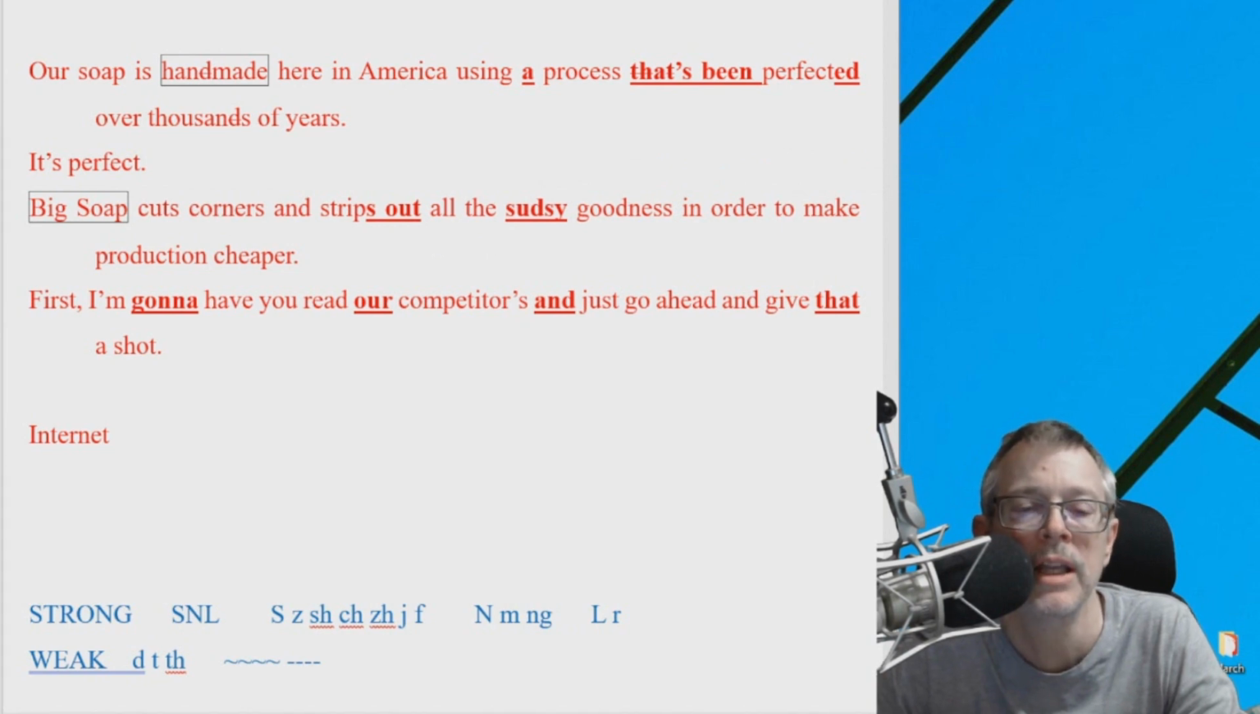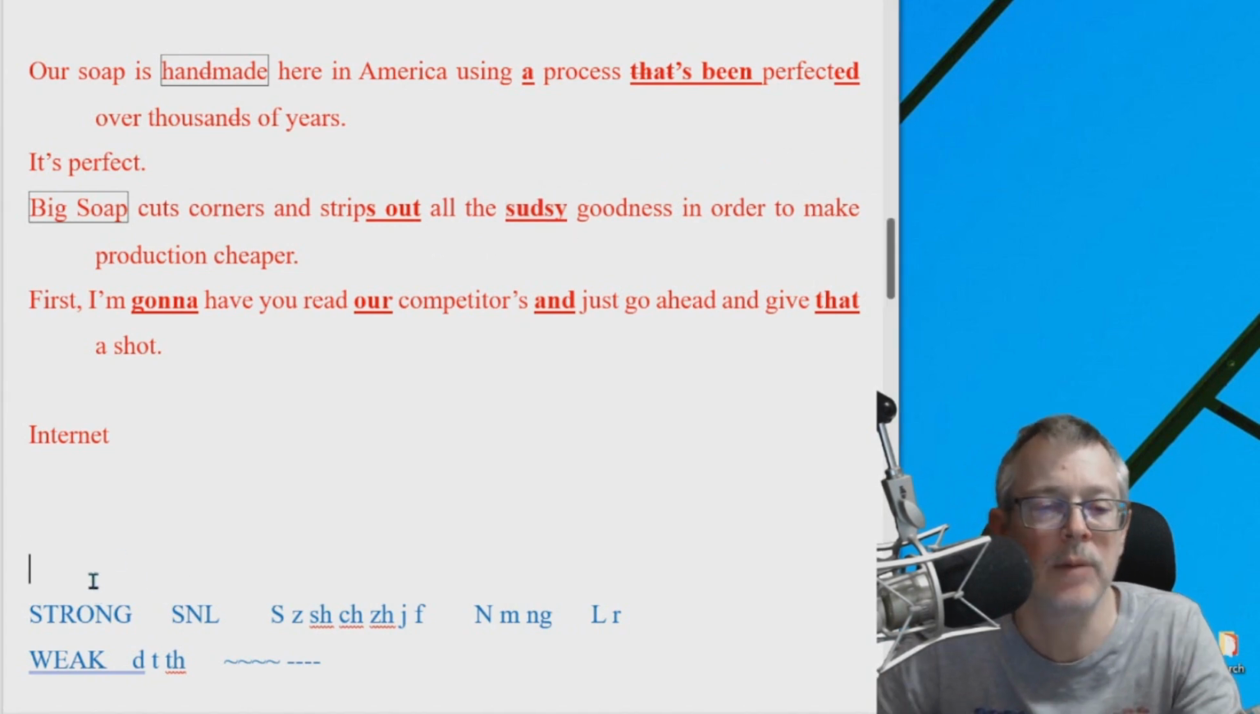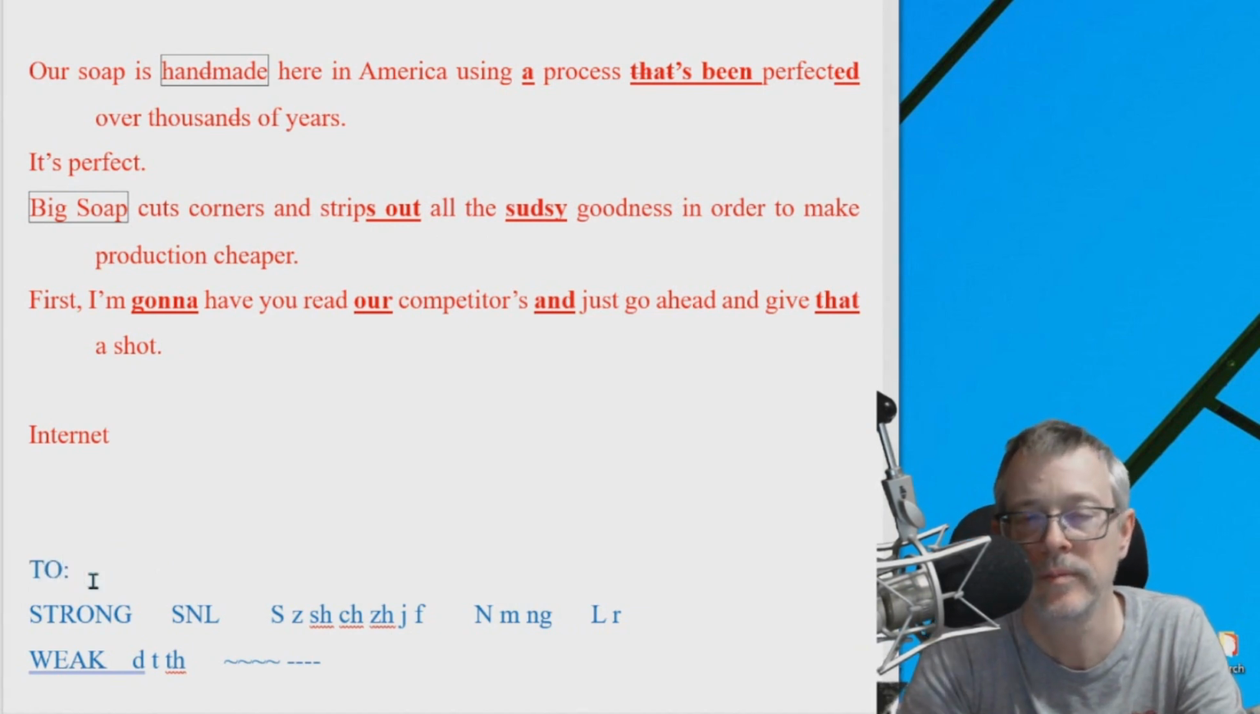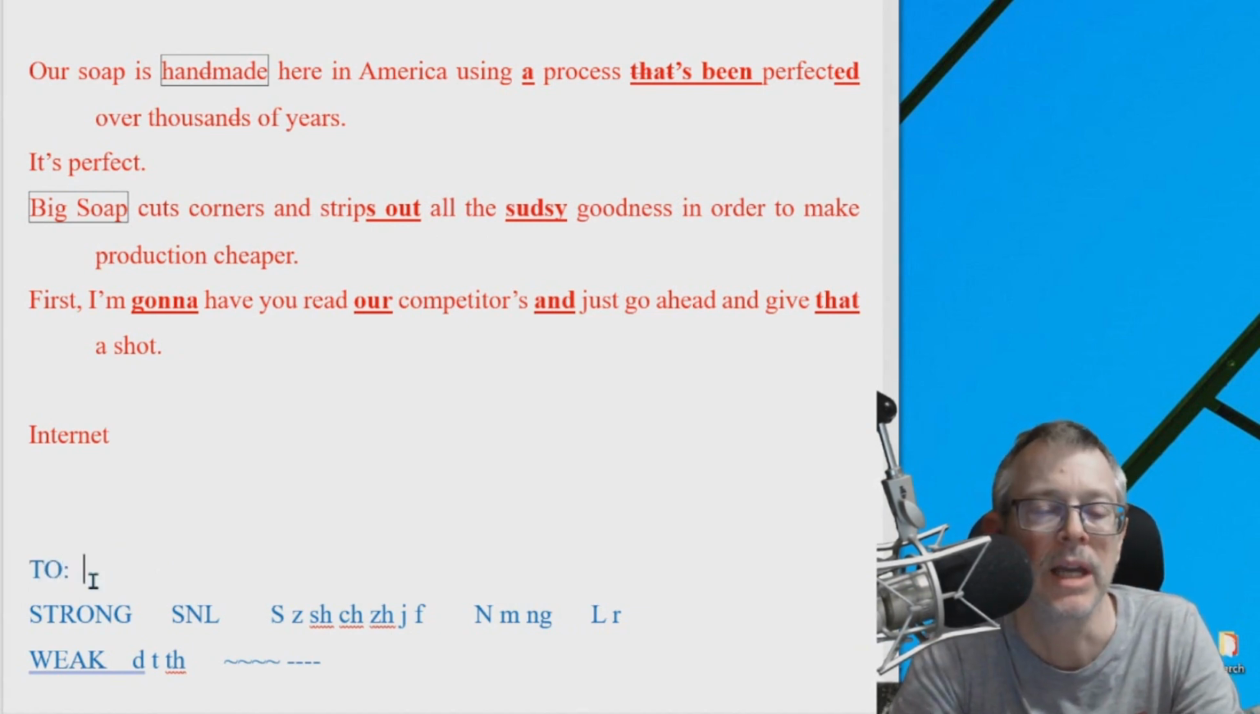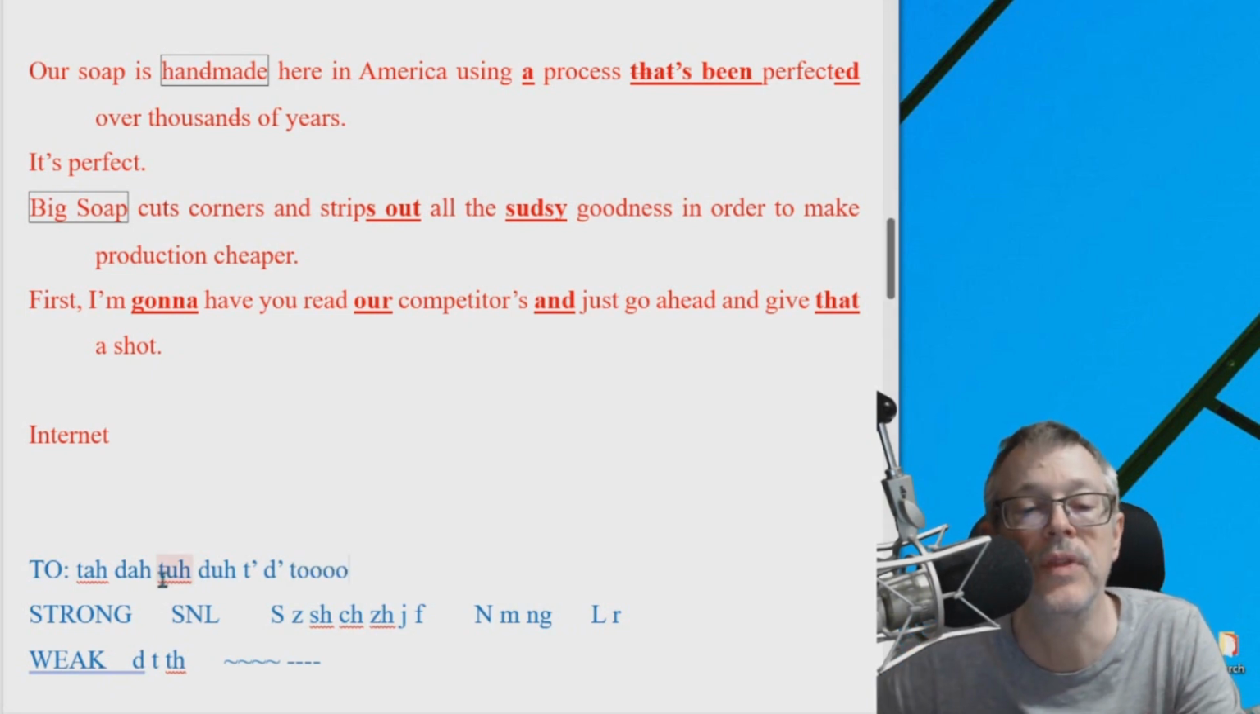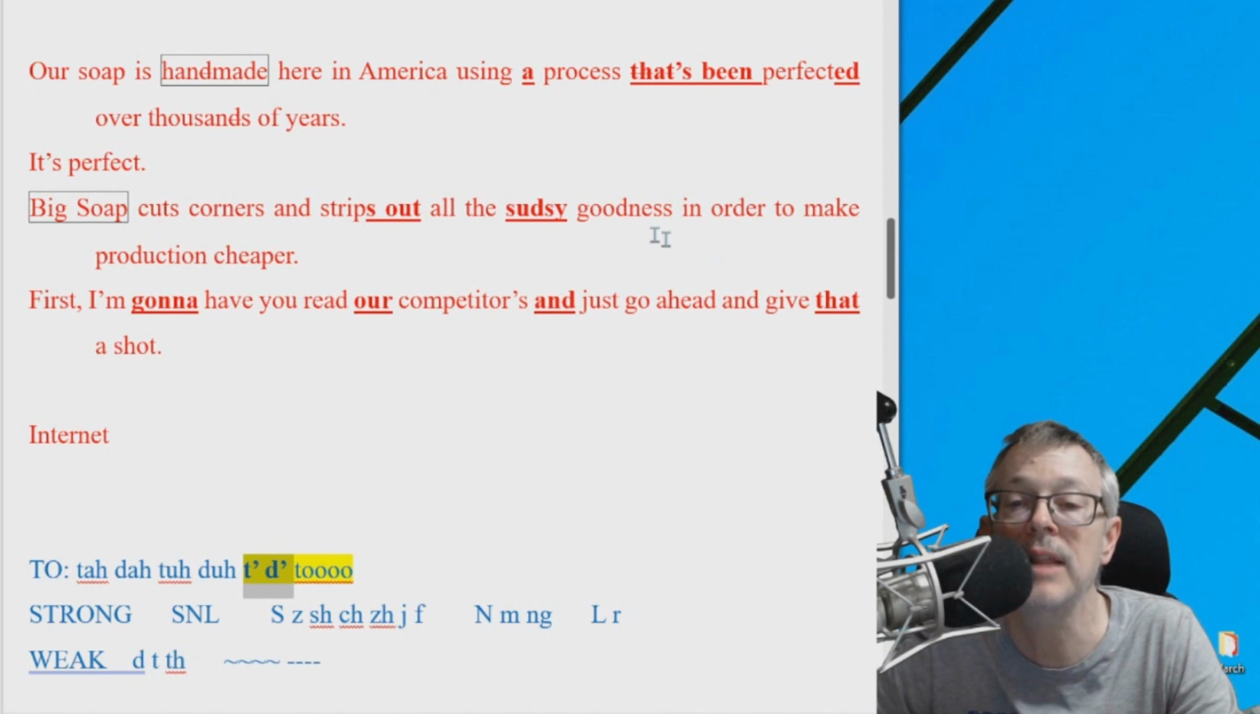All the sudsy goodness in order to make production. In order to. So the word "to" has how many pronunciations? Seven. We've got ta, da, ta, da, ta, da, and to. And these are absolutely the most common.